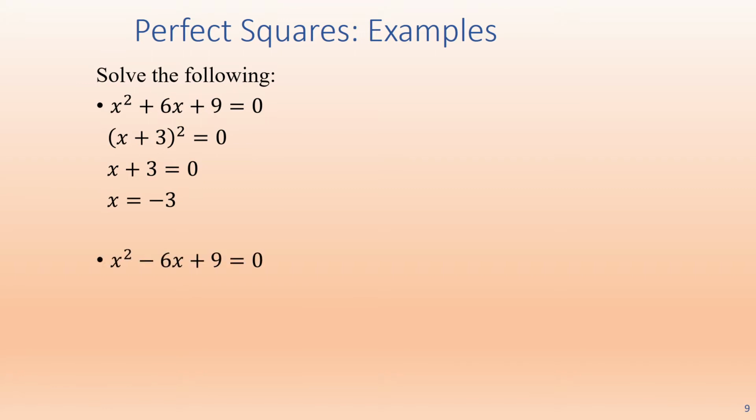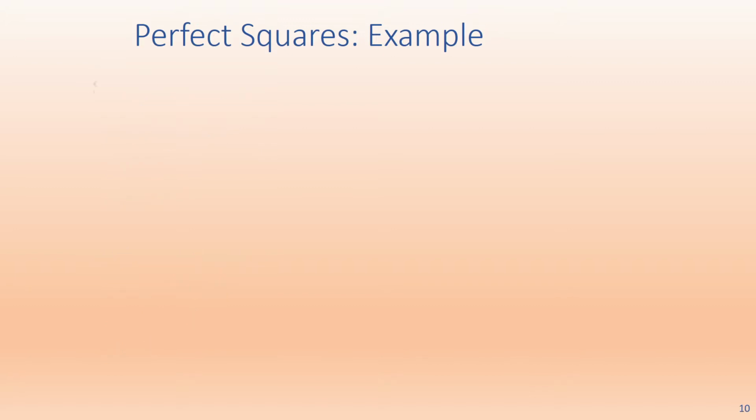We'll look at another example, pretty similar to the one above, only this time we have a negative 6x. So the factors are going to be fairly similar to the previous one, except it'll be x minus 3 all squared. Again, taking the square root, we'll get that x minus 3 has to be 0, and x has to be 3. Let's have a look at another example.